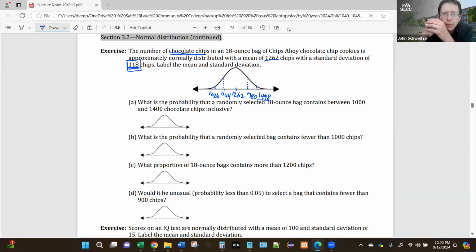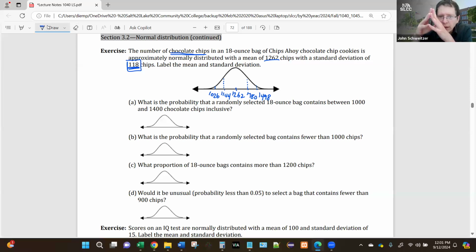And perhaps there's an upper limit to how many chocolate chips we want to have in there too, right? Maybe at some point it just becomes kind of too much, right? So 2 standard deviations above would be 1498. Okay, so by doing that, I can give myself a nice sense check for how the distribution is laid out. Okay, and then I can answer these questions a little bit more comfortably, confidently.